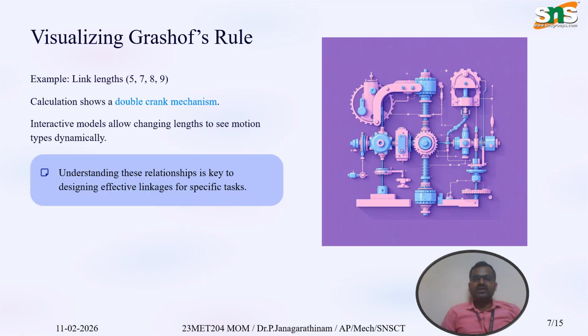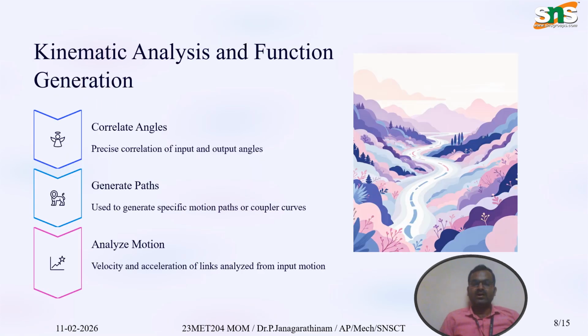So this is the Grashof rule. Here the calculation shows the type of mechanism. Interactive models allow changing lengths to see the motion of different links, and understanding this relationship is the key and main focus of designing four-bar linkages. With link lengths such as 5, 7, 8, 9, all the four-bar link motions can be determined by visualizing Grashof's law.